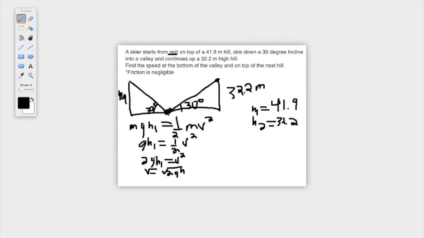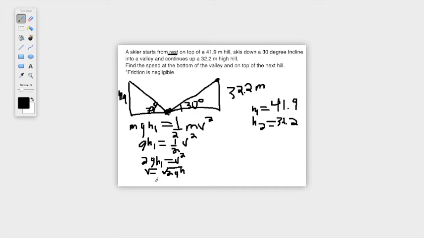So basically what this tells us is he's going to come down with this amount of speed and enter the next hill with that amount of speed. And that's the initial kinetic energy you'll have. And the more energy, the higher you will go up, and also the faster you'll go.